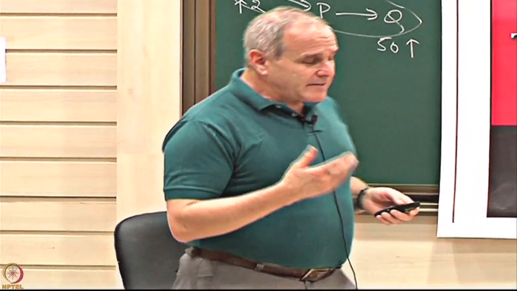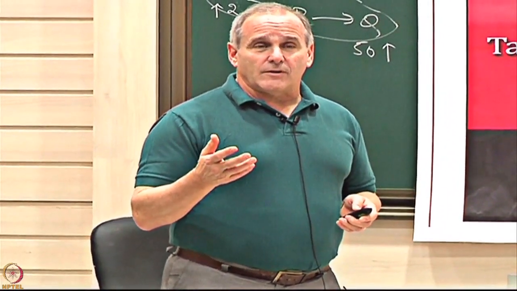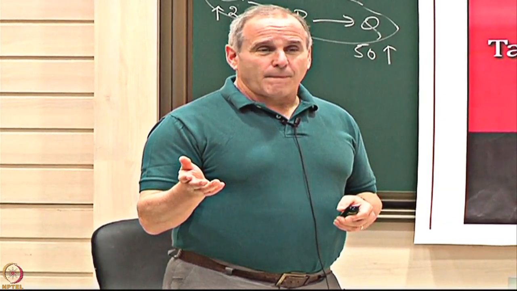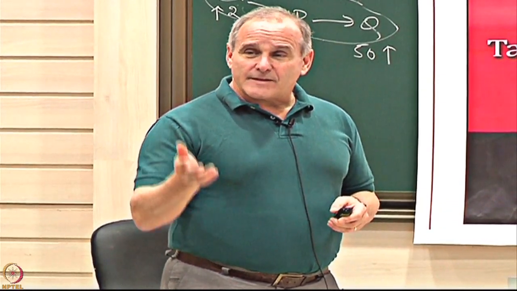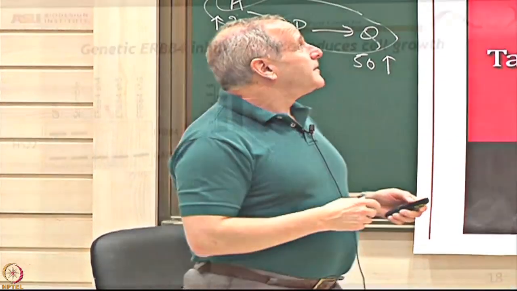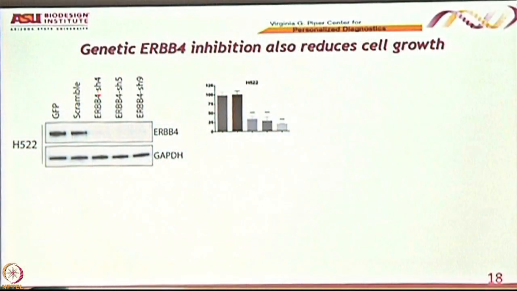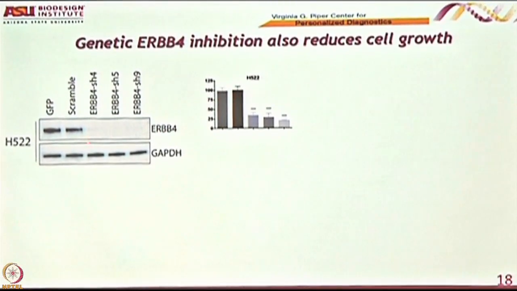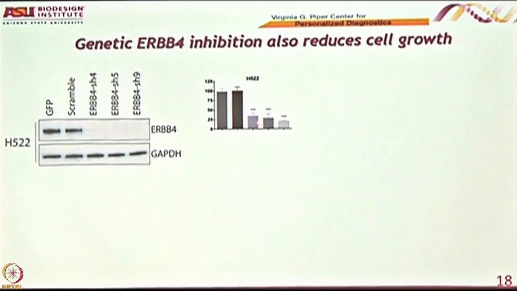So we wanted to ask the question: can we knock down ERBB4 without the drug? How would you go about that? shRNA, right. So that's what we did. Here is one of our cell lines, 522. This is one of the sensitive cell lines. Here's an ERBB4 shRNA, clearly knocking down protein. And if you knock down the protein, cell division gets reduced. So just knocking down ERBB4 is sufficient to give you cell inhibition.